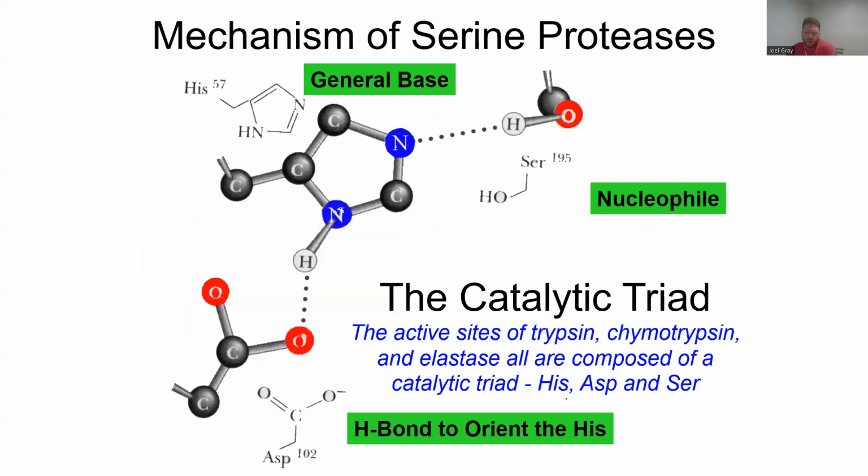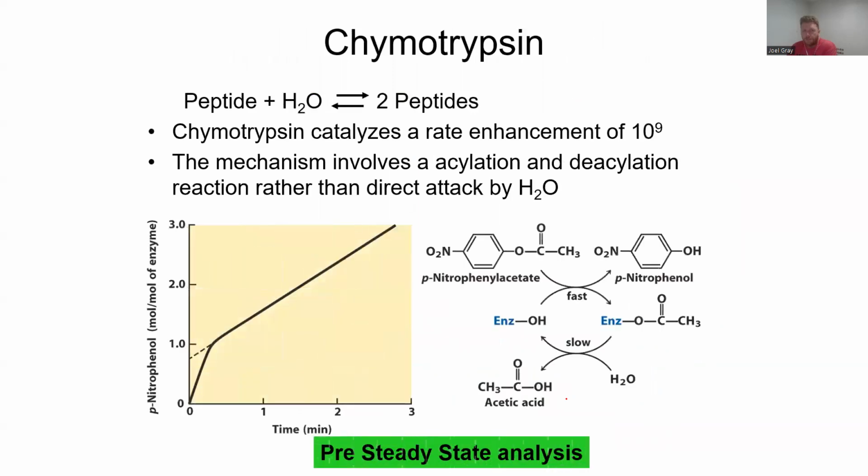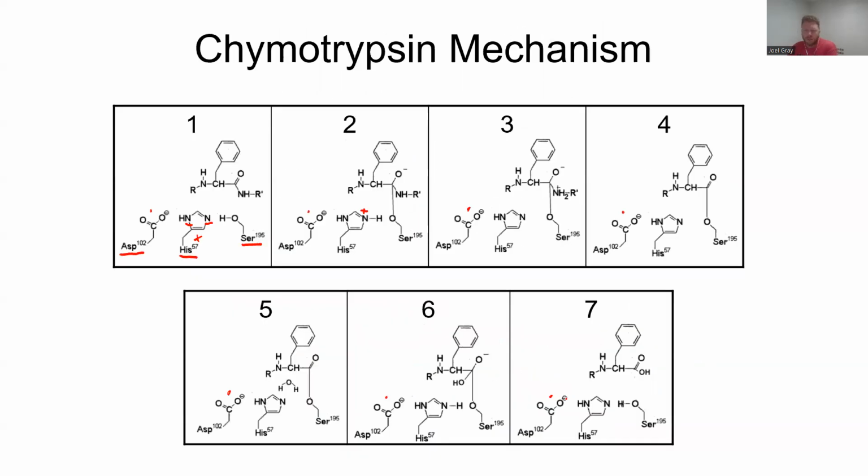on this slide right here. Well, aspartate establishes hydrogen bonds to orient or position that histidine. Okay, so aspartate 102, really all that it's doing is it's holding itself stable. It's holding itself to hold that histidine in place.